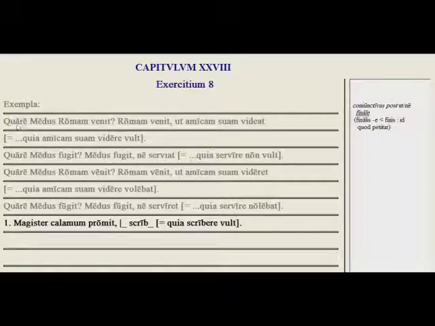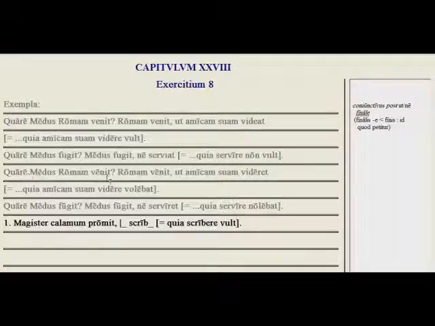For example, quare Medus Romam venit? Why does Medus come to Rome? He comes to Rome to see his girlfriend. So he comes in order to, so it's a purpose, for the purpose of seeing his girlfriend. And quia amicam suam videre vult, because he wants to see his girlfriend. So why does Medus flee? Medus flees so that he not be a servant. Those are the present tense subjunctives here, and then here we have examples of the past.